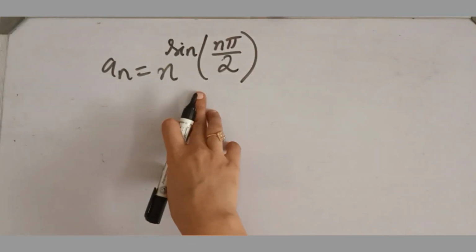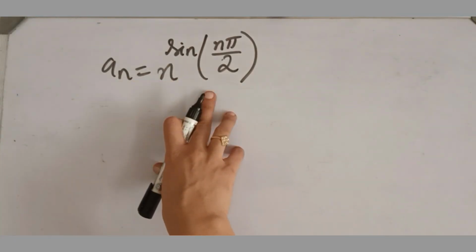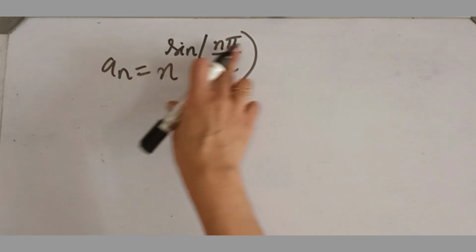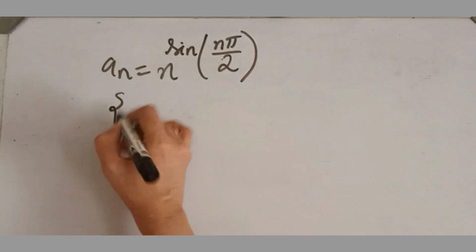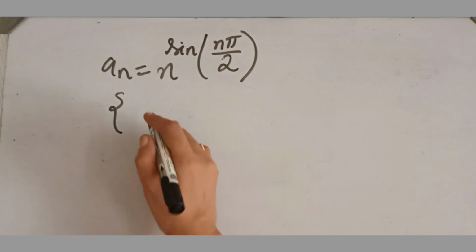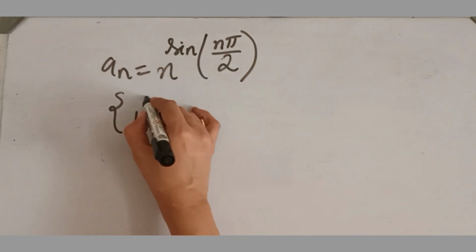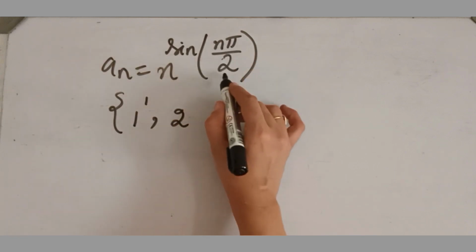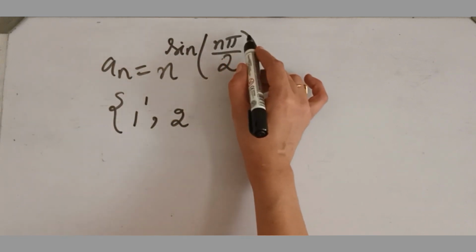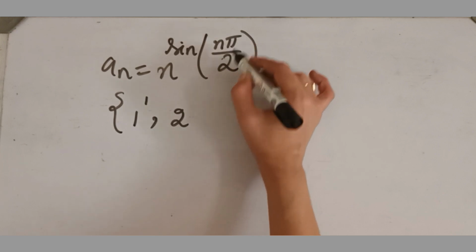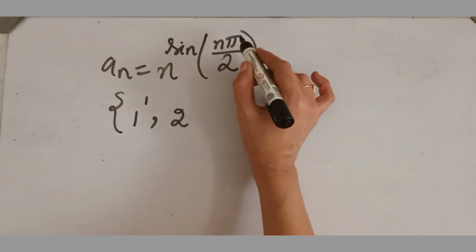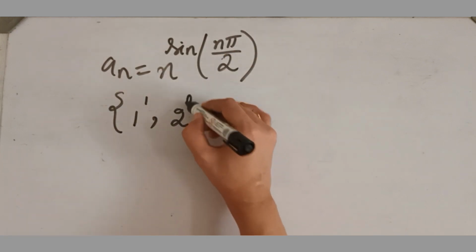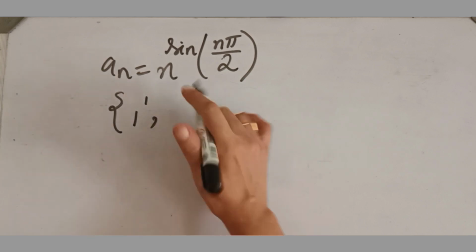Consider another example. Here the nth term of this sequence is n to the power sin(n pi/2). Let us write the terms of the sequence one by one. 1 to the power sin(pi/2) is 1. Next, n equal to 2. 2 to the power sin(2 pi/2), which is sin(pi), and sin of any multiple of pi is 0. So 2 to the power 0 gives you the value 1.